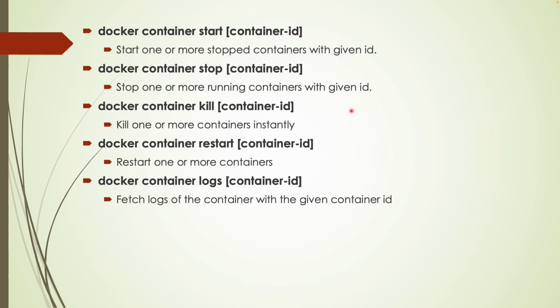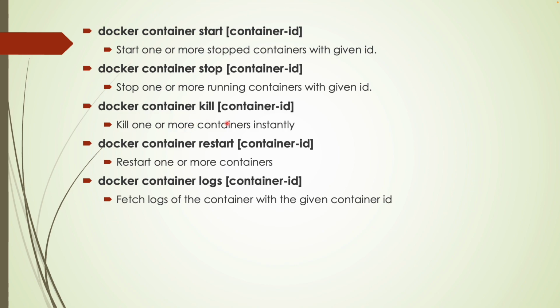Then suppose I have a container that is in the stopped state. I have stopped it for some reason. How can I start that container? I can start it with docker container start container ID. I need to know my container ID and start my container using that ID. Then, if I want to stop a container for some reason, it's very simple: docker container stop with the container ID. I can pass multiple containers here, so all those containers will get stopped at a given time.